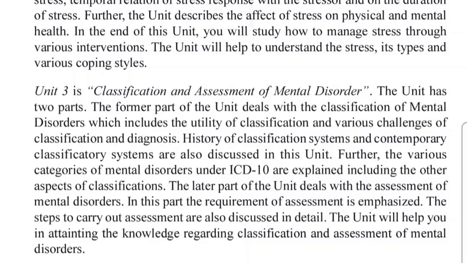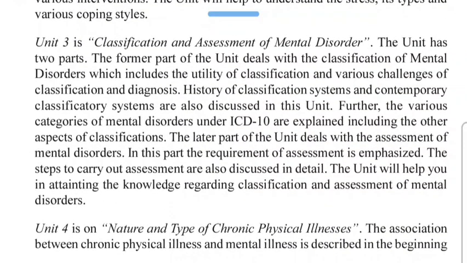Unit 3 is Classification and Assessment of Mental Disorders. This unit has 2 parts. The first part deals with the classification of mental disorders, which includes the utility of classification and various challenges of classification and diagnosis. The history of classification systems and contemporary classificatory systems are also discussed. Further, various categories of mental disorders under ICD-10 are explained, including other aspects of classifications.